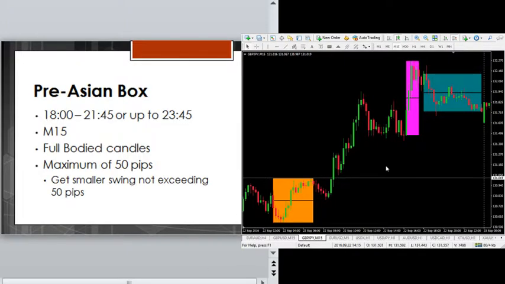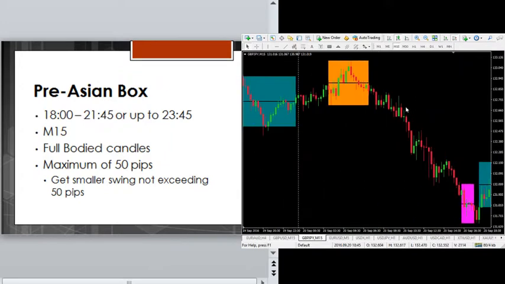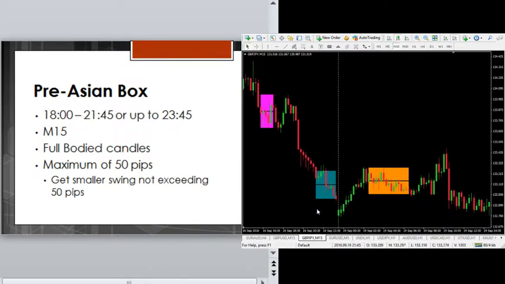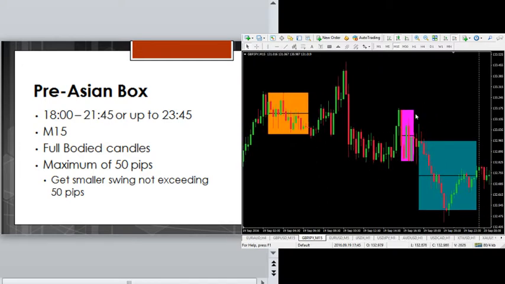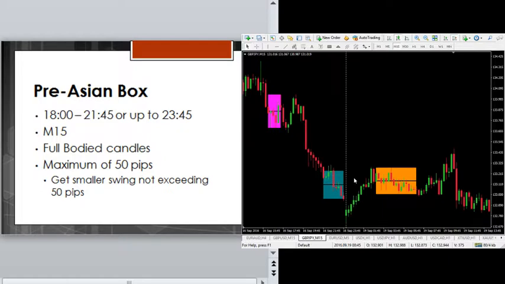Now let us discuss the pre-Asian box, which is colored teal, almost green, in our charts. It's 1800 to 2345 Pepperstone time. The time frame will always be M15. It's composed of full body candles, so we are not considering the wicks here. And the rule here is it should have a maximum of 50 pips.